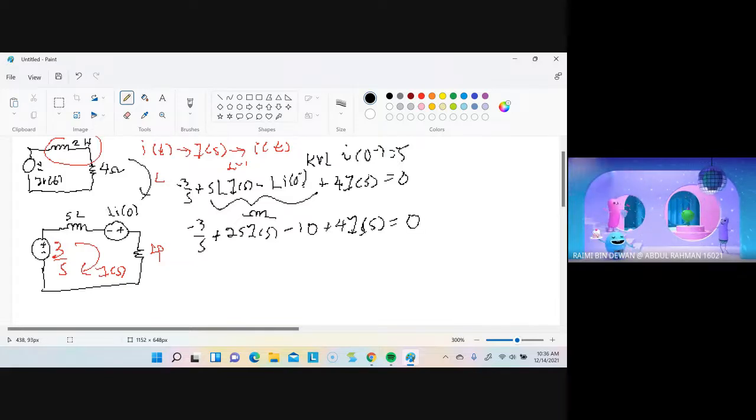Then you do the factorization. I mean, rearranging. Okay, you will have 3 plus 10s over s(2s plus 4). Okay, s(2s plus 4). Okay, and then you can do with your partial fraction. You can do with your partial fraction.